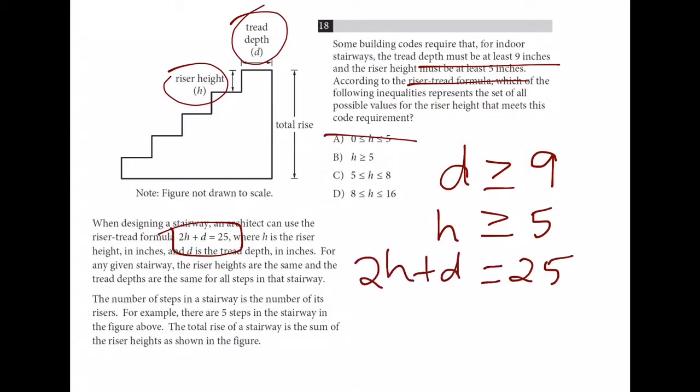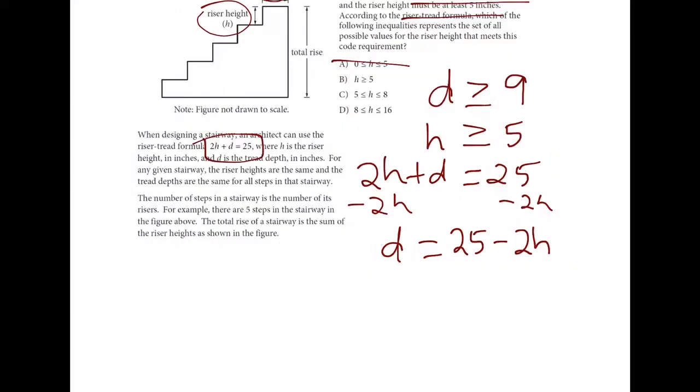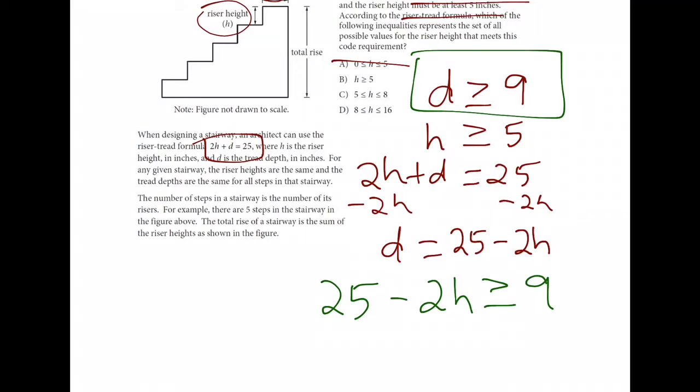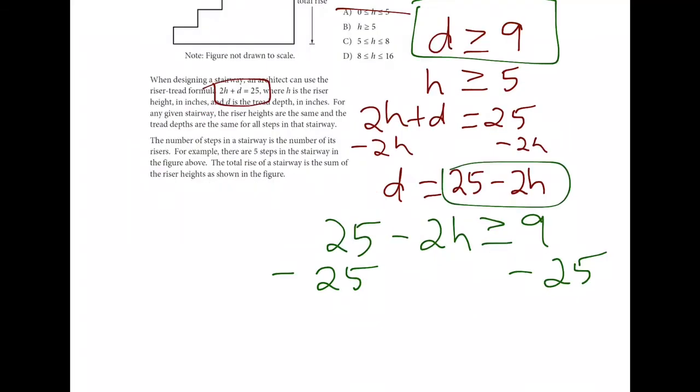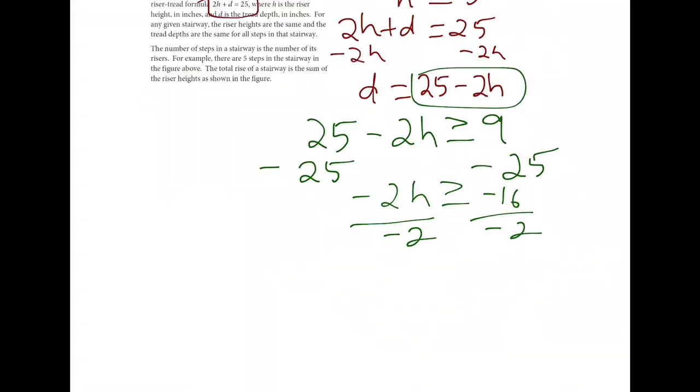If we go back to our 2H plus D is equal to 25 equation, and we solve this for D by subtracting 2H from both sides, and we know that D has to be greater than or equal to 9. Therefore, we can plug in this part and say that it has to be greater than or equal to 9. We subtract 25 from both sides, we have negative 2H is greater than or equal to negative 16. When we divide both sides by negative 2, we have H is less than or equal to 8.